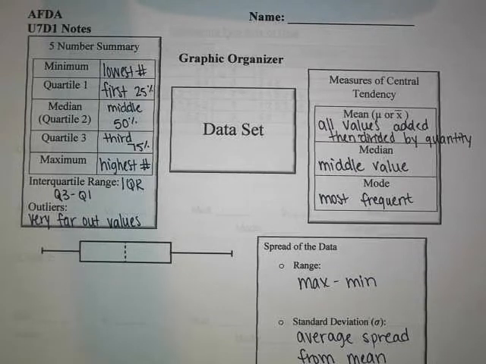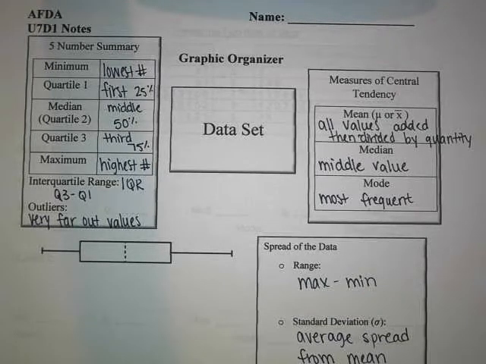Your interquartile range, we talked about a little bit, but we didn't really use it too often. It's also called your IQR. That's basically your third quartile minus your first quartile. And your outliers mean very far out numbers or values, meaning if the number is too low for the data or too high for the data, that would be an outlier.